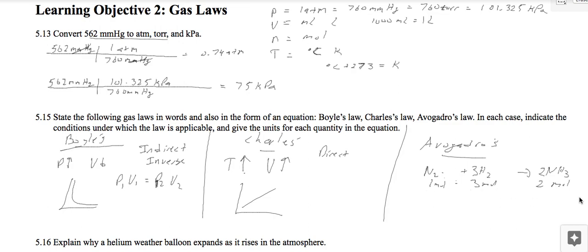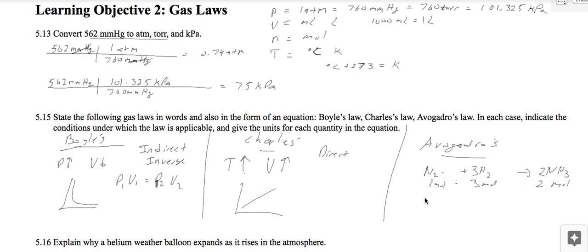So we have mole ratios here. This also works for a molecule ratio, right? If we had 1 molecule of nitrogen, 3 molecules of hydrogen, we'd get 2 molecules of the ammonia. That's because moles is a counting device, like dozens, and so it just works out that way.